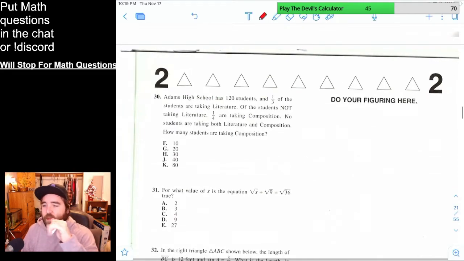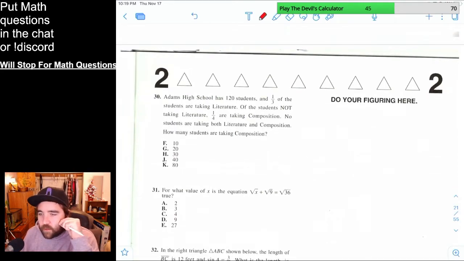All right, this one seems nice. Adams High School has 120 students. A third of the students are taking literature. Of the students not taking literature, a quarter are taking composition. No students are taking both literature and composition. How many students are taking composition?